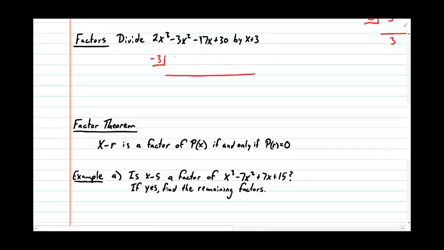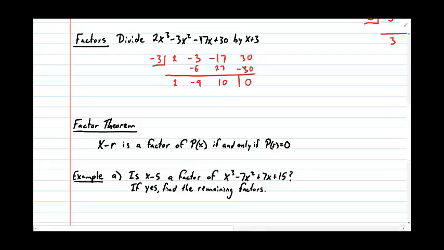And we set this up. It's going to be 2 with a negative 3, negative 17, and 30. Our remainder is going to be down here in the bottom corner. So let's do this. Bring down the 2. We're going to multiply. It gives me negative 9. That gives me 27, which is 10, and gives me negative 30.